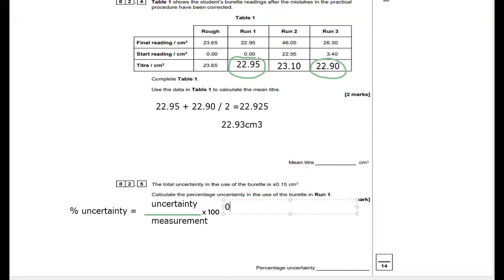So they've been nice to us here. They've given us the total uncertainty as 0.15. We haven't had to calculate that. Sometimes that can be a pain. So now we're going to multiply this by 100. 0.15 over 22.95 times 100. And that's going to give us 0.65%. And that's the percentage uncertainty in this situation. Sometimes you have to calculate the uncertainty by combining the uncertainty of 2 different measurements. Anyway, we didn't have to do that this time. So let's move on.